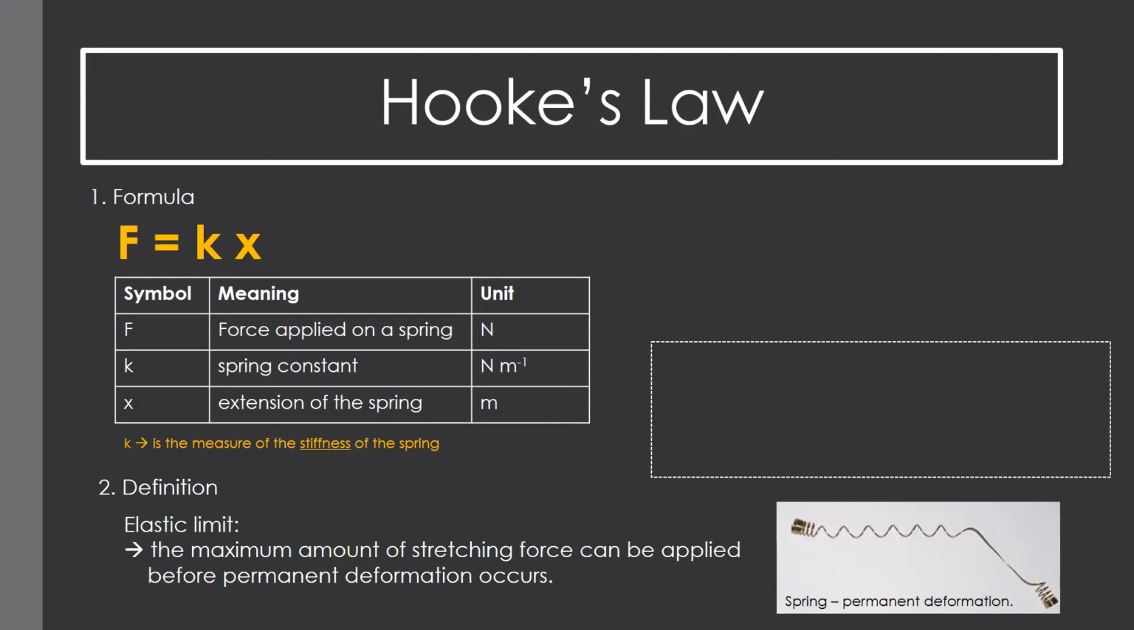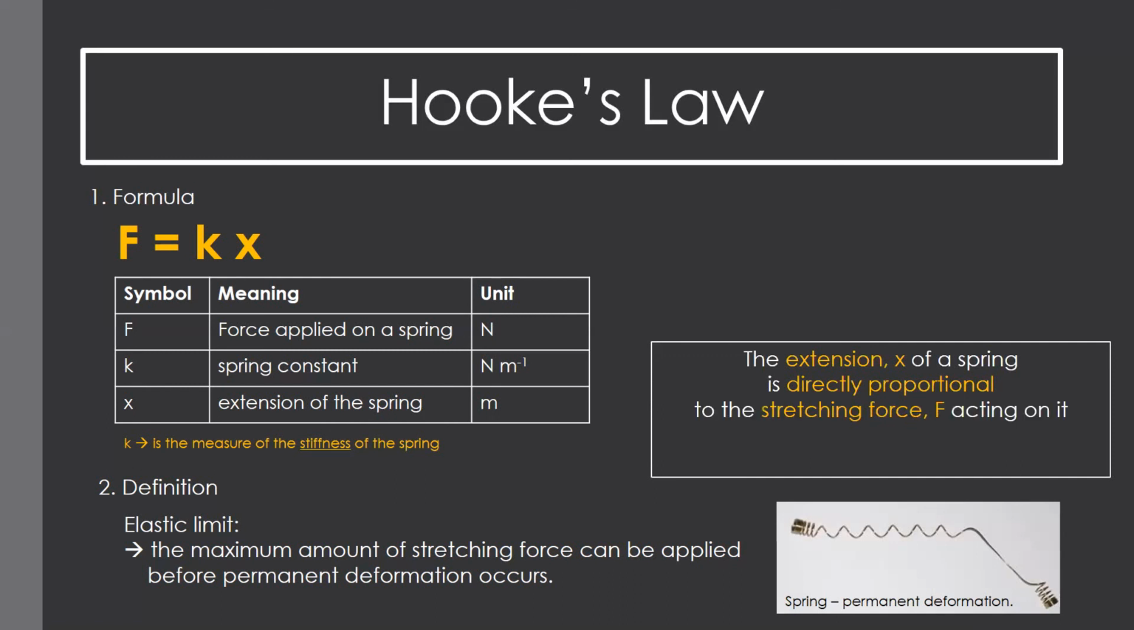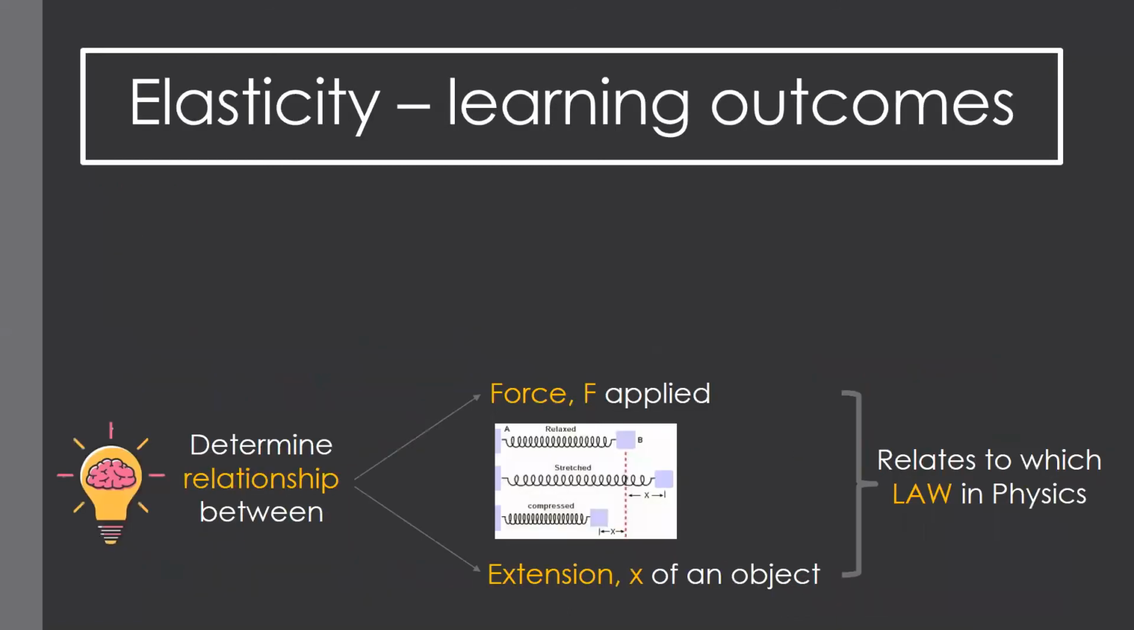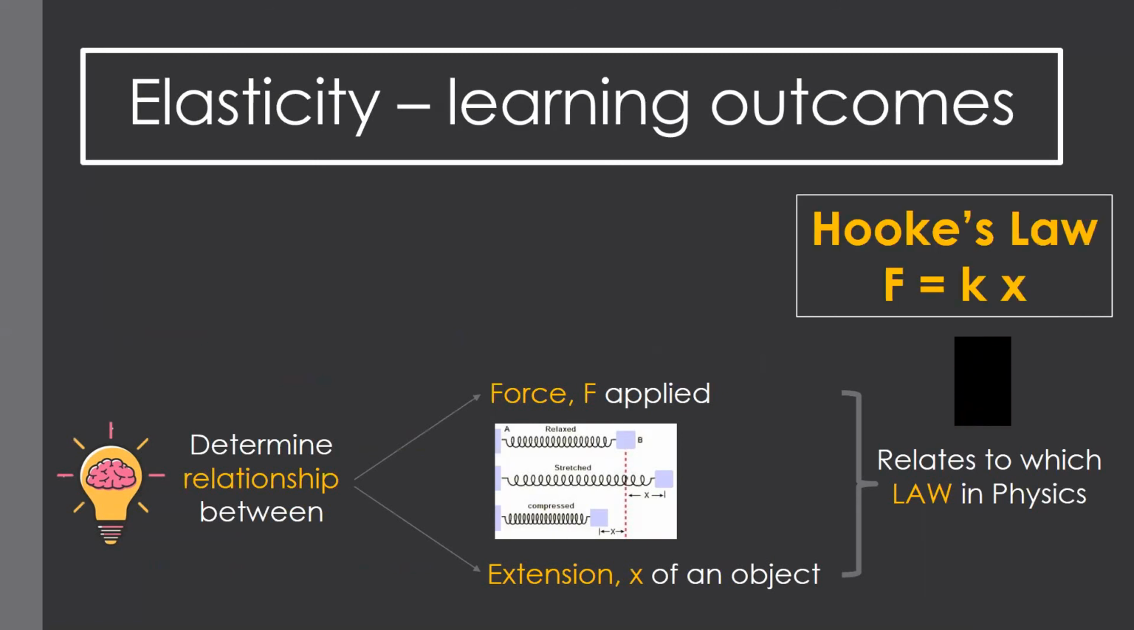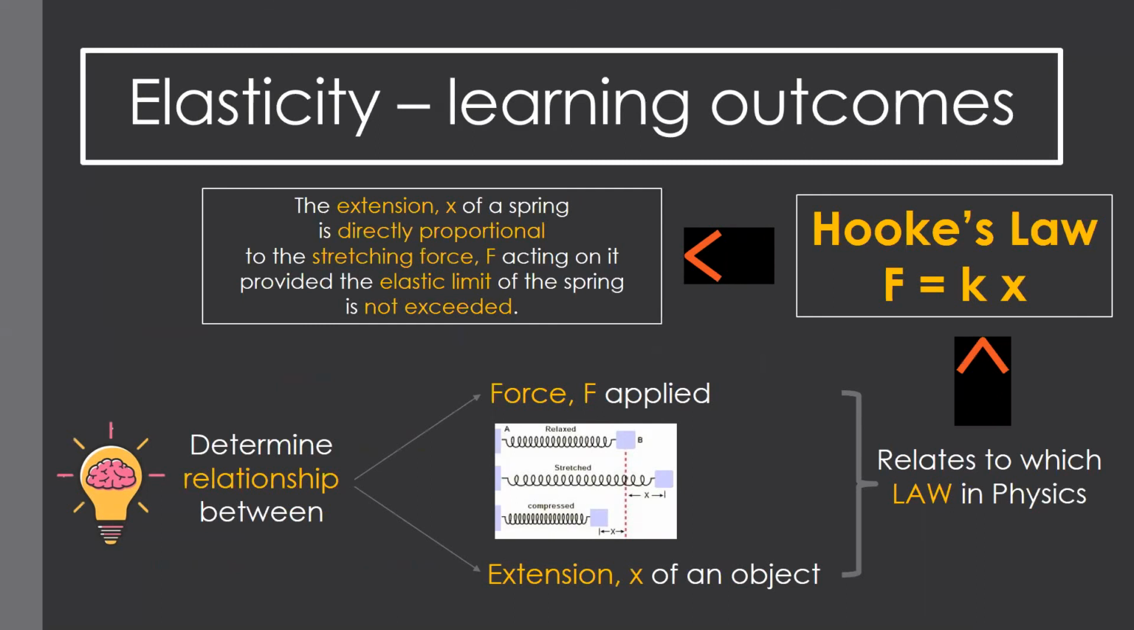Now, we can give a definition to the Hooke's law. This law states that the extension of a spring is directly proportional to the stretching force acting on it, provided that the elastic limit of the spring is not exceeded. Now, we have achieved our second learning outcome. The law that relates the two variables is the Hooke's law, which states that the relationship of force and extension is directly proportional provided that the elastic limit is not exceeded.